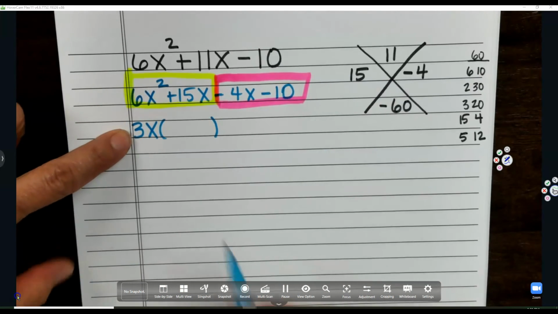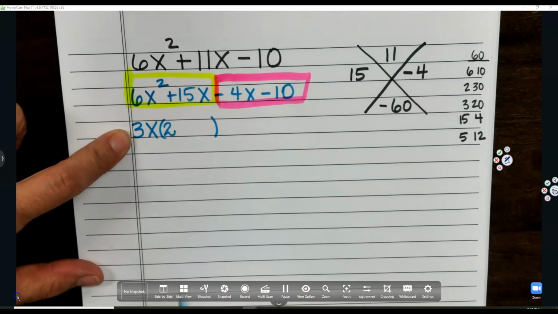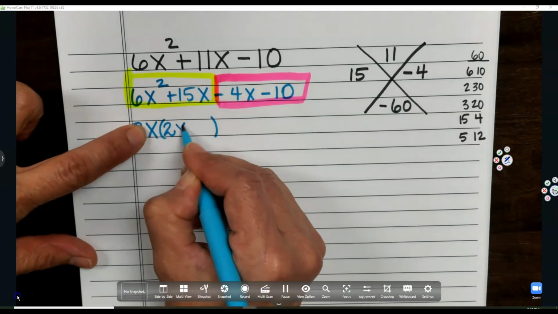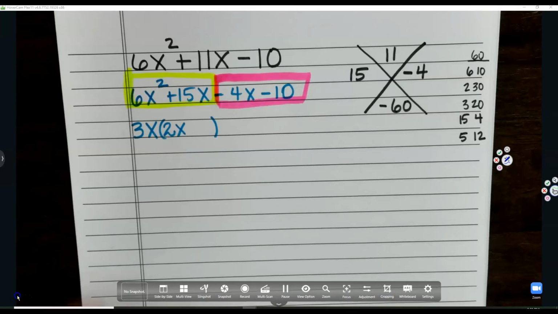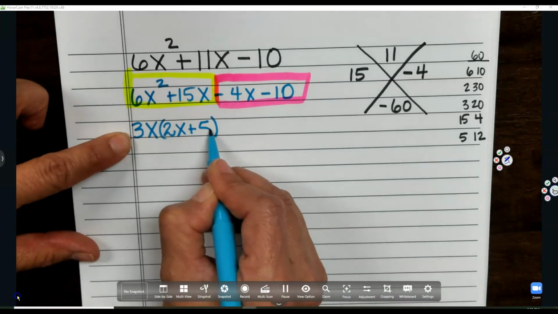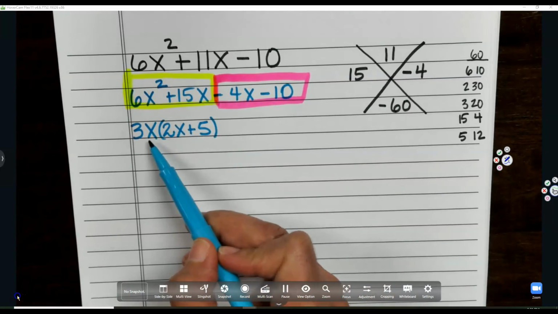6 divided by 3 is 2. There were 2 x's. I took an x out. There's 1 x left. 15 divided by 3 is a plus 5. There was an x there, but I took it out. Done.